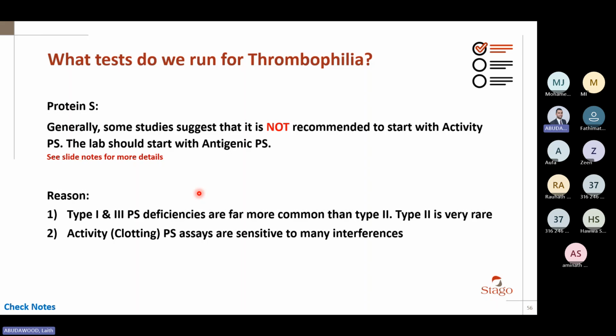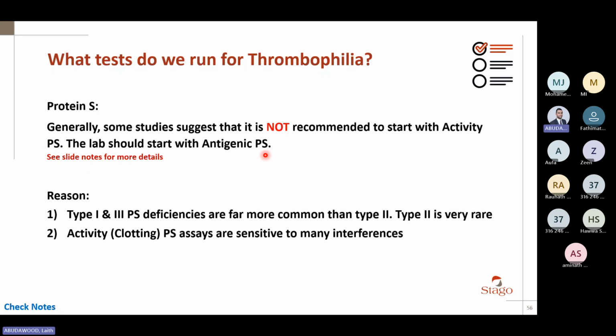However, there are some points that I need you to consider here that might seem counterintuitive. For example, for protein S, as you can see written on the slide, it says, generally, some studies suggest that it is not recommended to start with activity protein S assays. The lab should start with antigenic protein S. Now, that doesn't make much sense based on what we were just discussing, right? Because ideally, theoretically, I will start with a qualitative and a quantitative assay. Because what if the patient has a qualitative defect? I will miss it if I use an antigenic assay, which is only quantitative.